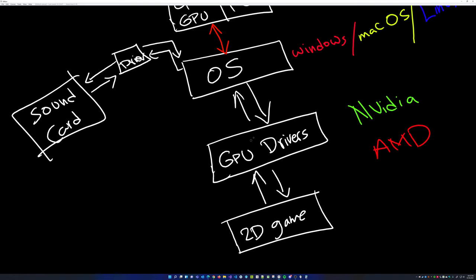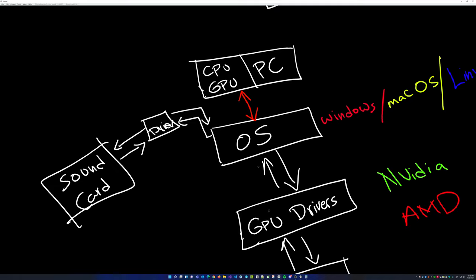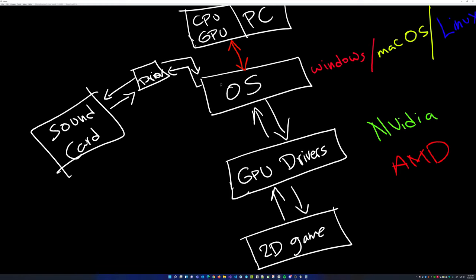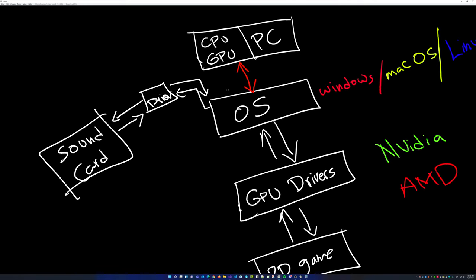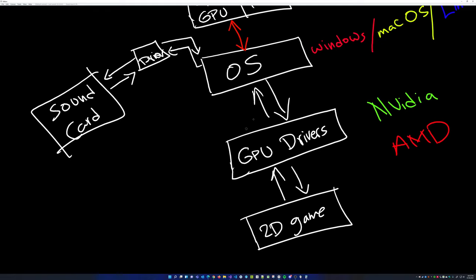It sends a command to the driver. The driver communicates with the OS, and the driver also communicates with the GPU. So it's like, hey GPU, draw a cool image, and it draws that image. Without your GPU driver, the OS doesn't understand: what's this GPU? What is this device? What do I do with this? So you need the GPU driver.